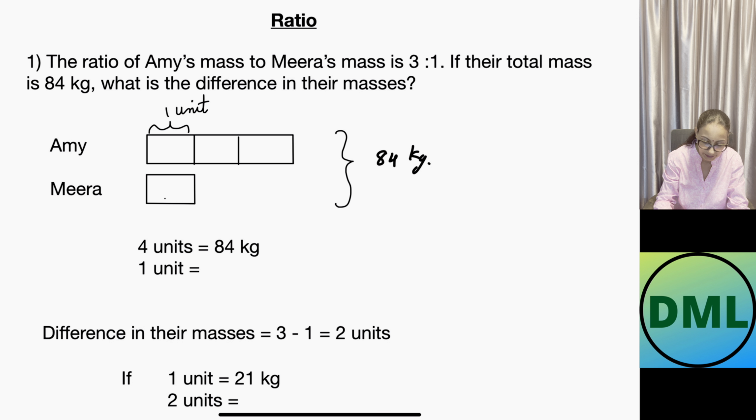What is the meaning of that? This means that 1, 2, 3, 4 units is equal to 84 kgs. Let's write it here. 4 units is equal to 84 kgs. I need to calculate my answer for 1 unit. How are we going to move from 4 to 1 unit? Divided by 4, right? We are going to do divided by 4. The same operation we will do here, divided by 4. This will be written as 84 divided by 4.